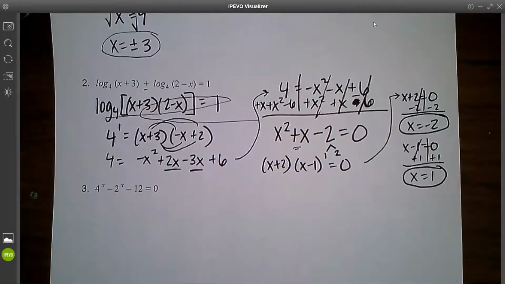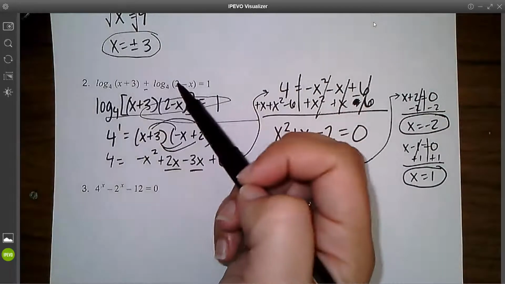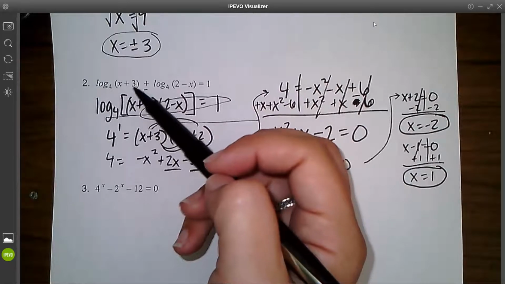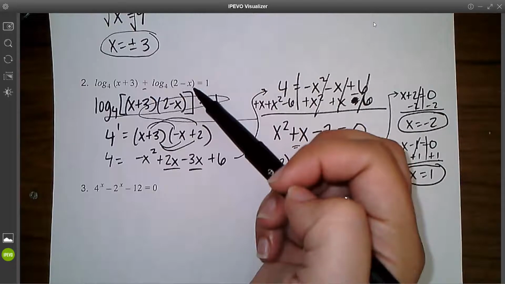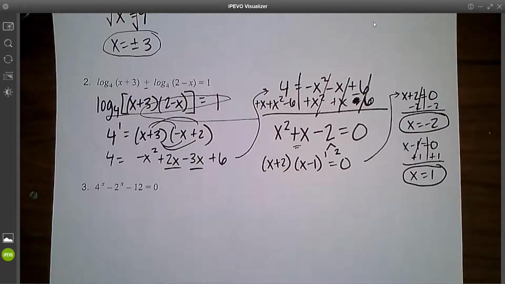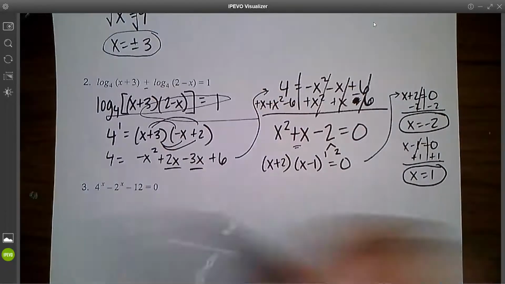I would then just need to check for any domain errors. If I plug both of these in, I need to have not 0, anything greater than 0 inside my logs. If I plug in negative 2 here, I get 4. If I plug in 1, I get 1. If I plug in 1 here, I get 4; negative 2, I get positive 1. So those both work. Just checking to make sure. So what's inside has to be positive, not 0 or negative.